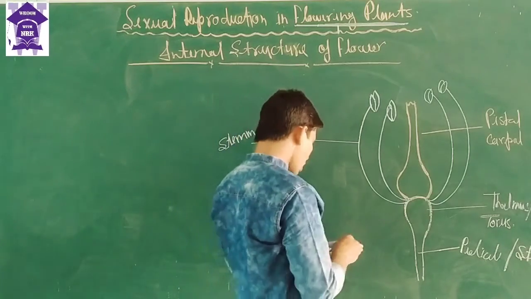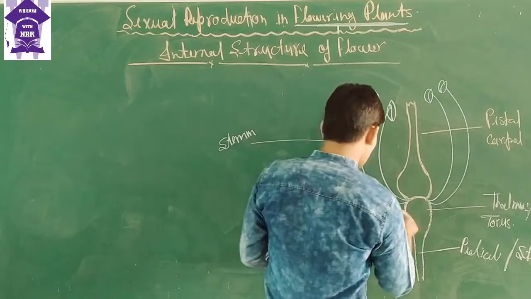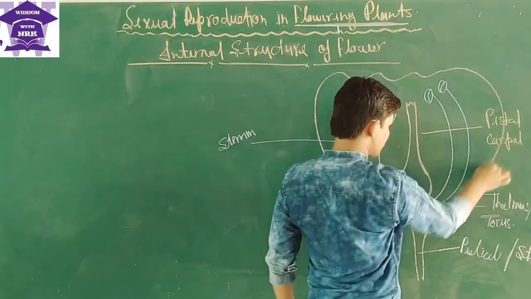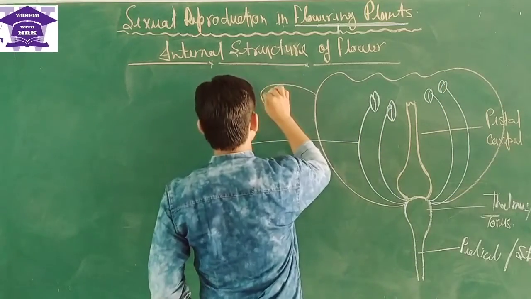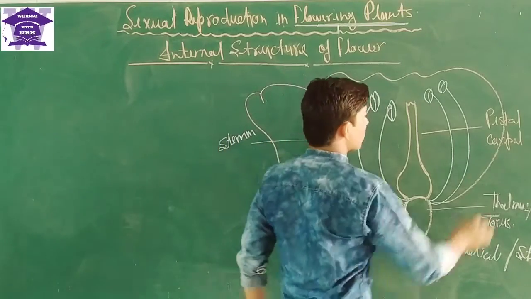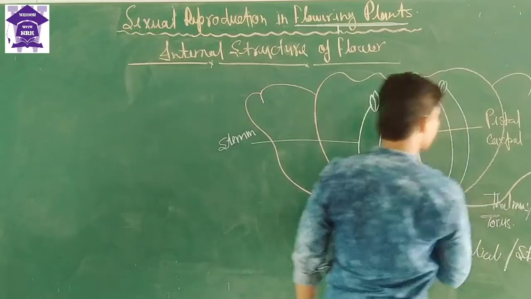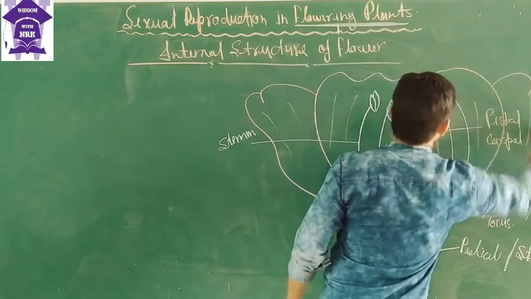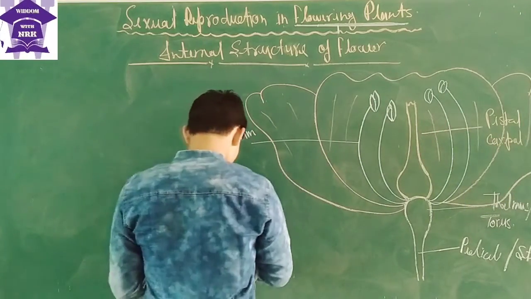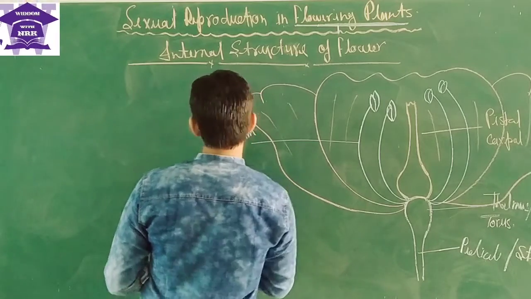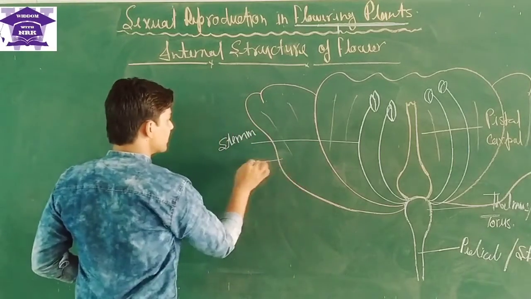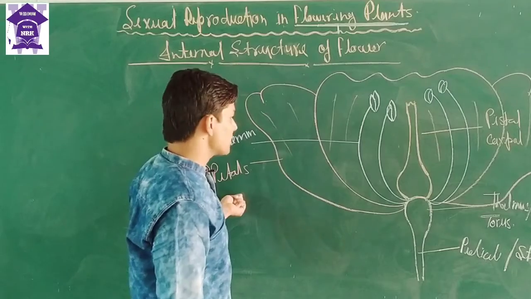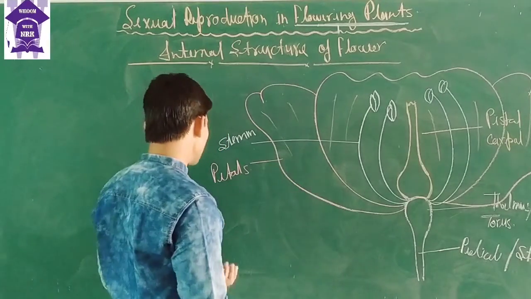Stamen, bachcho. And also here are some colored leaves. These colored leaves are known as the petals. What is called? The name of the colored leaf is petals. This is the colored part of the flower. These are colored leaves that are known as the petals.